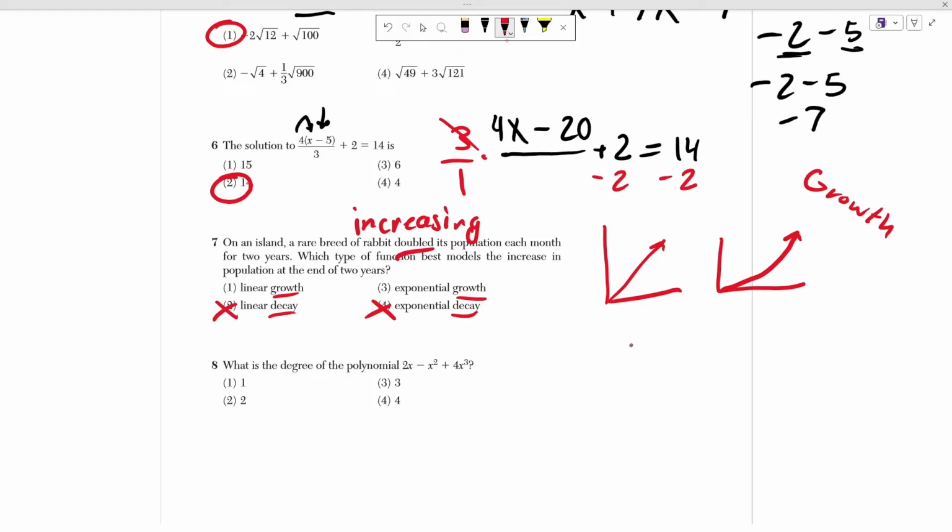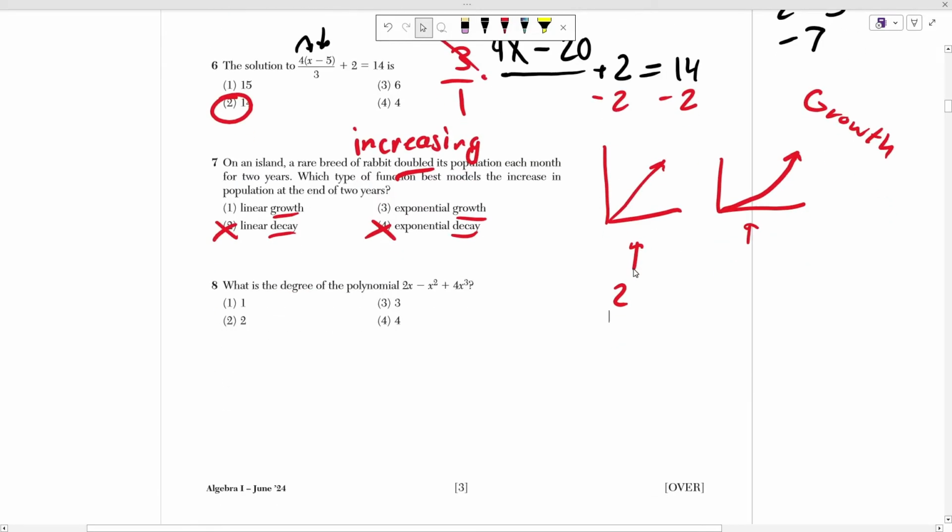But now I needed to see if it's linear or exponential. The difference is when you're linear, you increase by the same number. When you're exponential, you increase by a different number. So for example, if the rabbit population increased by 2 rabbits a year, it would be linear. But it doubles each year, okay? So a linear model would look something like this. You start with 2 rabbits, then the rabbit population increases by 2 each year. So then you're left with 4, 6, 8, 10, 12, 14 rabbits, and it keeps increasing by 2.